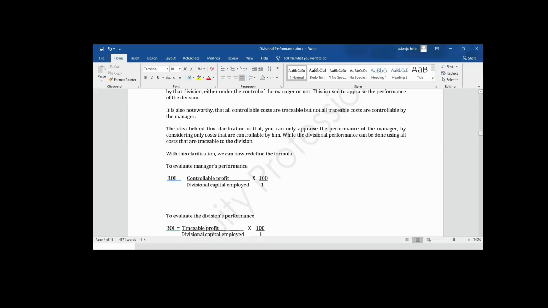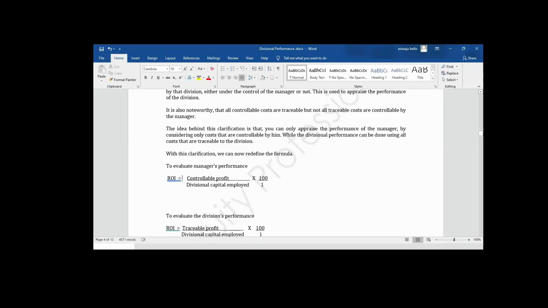In this case, the formula will be adjusted slightly. Deliberately, I'm trying to keep the pace cool. I say, look at the point. To evaluate manager's performance using return on investment, the formula becomes controllable profits divided by divisional capital employed multiplied by 100.